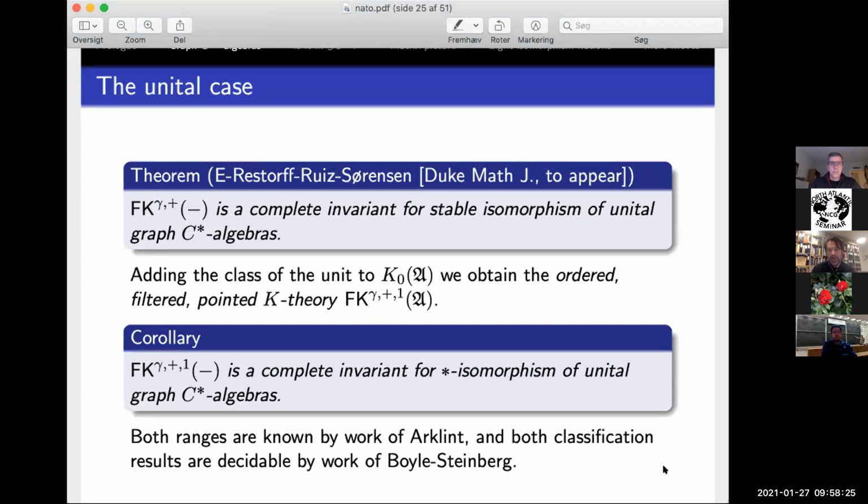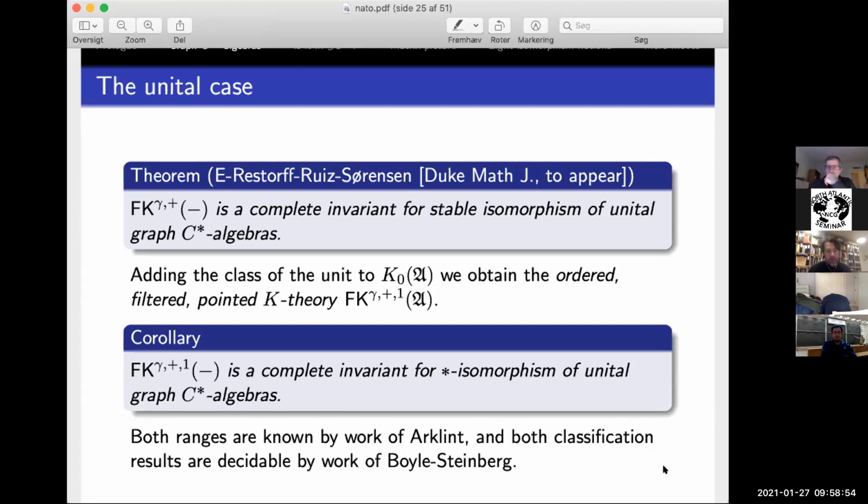And this is for stable isomorphism. We also have an on the nose result. Since we have a unit by assumption, we don't have to deal with the scale. We can just look at the class of the unit. So we just put that in. And then that turns out to be a complete invariant also for on the nose isomorphism of unital graph algebras. And then the next thing is that we know the ranges. This is work of Arklint.